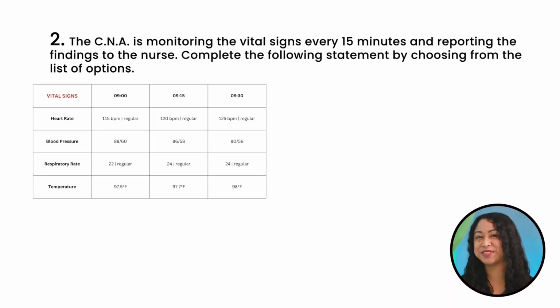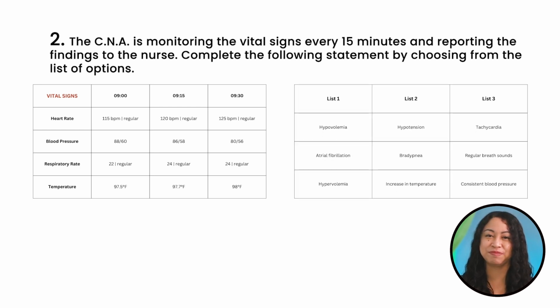Question 2. The CNA is monitoring the vital signs every 15 minutes and reporting the findings to the nurse. Complete the following statement by choosing from the list of options. The patient is most likely experiencing, select from list 1, as evidenced by, select from list 2, and select from list 3. And the correct answer is, the patient is most likely experiencing hypovolemia as evidenced by hypotension and tachycardia.